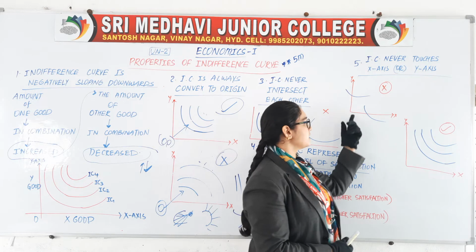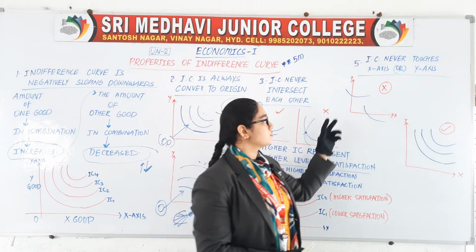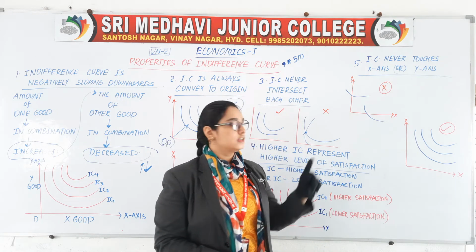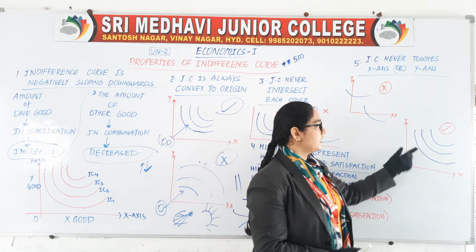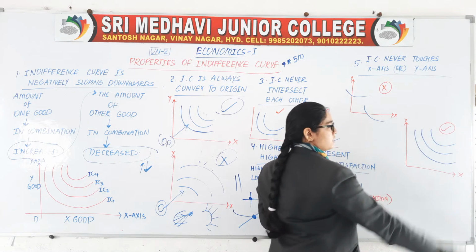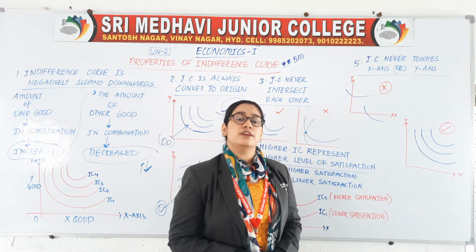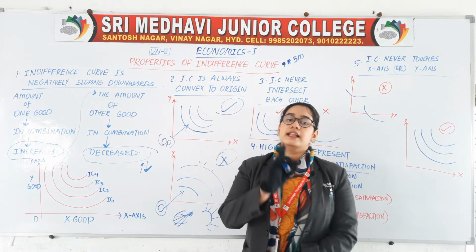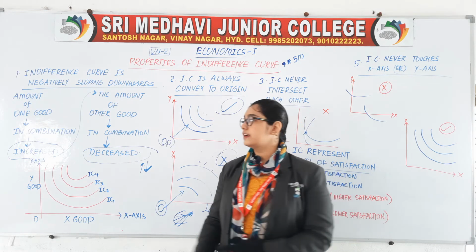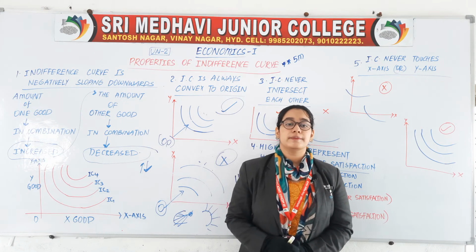In this figure you can see the curve is touching the x-axis and is also touching the y-axis. So it is not an indifference curve. This is an indifference curve. It is neither touching the y-axis nor the x-axis. This is the fifth and last property of the indifference curve. Alright, in total we have discussed 5 points. What is the topic name?